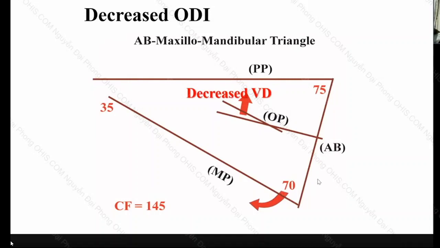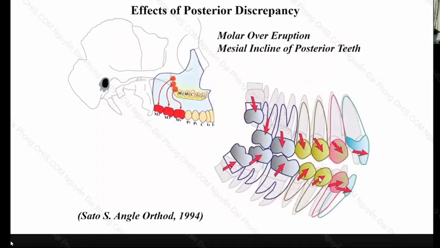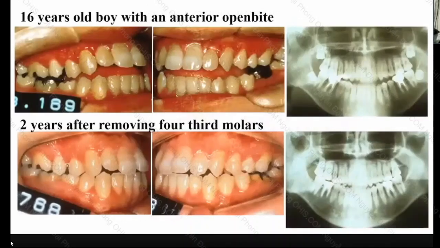Okay. So once again, the posterior occlusal plane is the big problem, but let me show you one interesting case. This is a 16-year-old boy with an anterior open bite. He came, and he said, I'd like to treat this anterior open bite because I can't chew correctly.